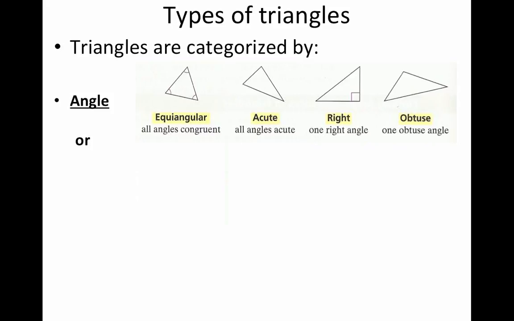So we can categorize by angle, or we can categorize by side. If all 3 sides are equal, it's called an equilateral.